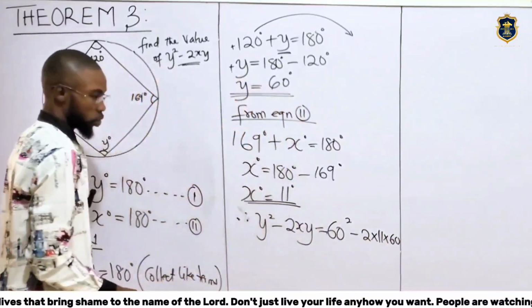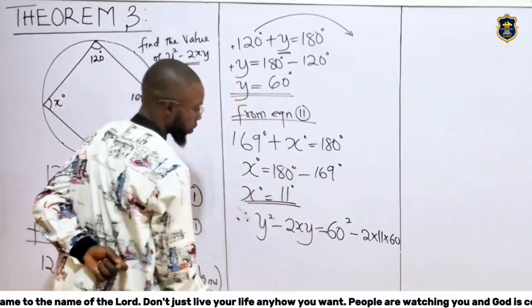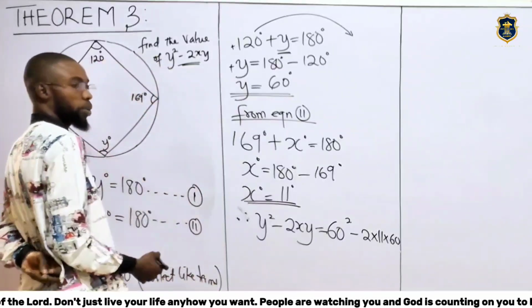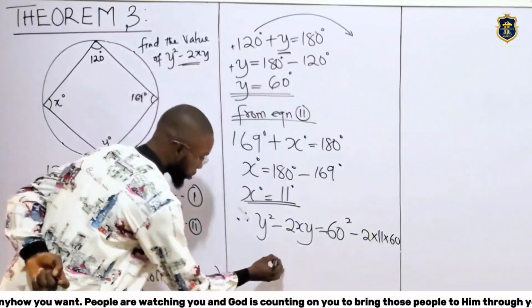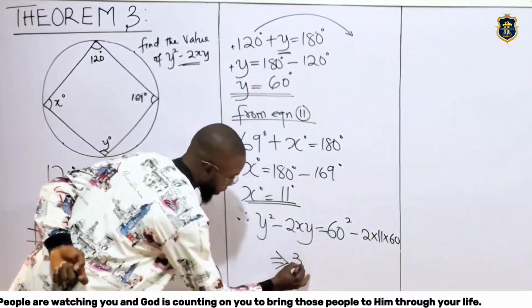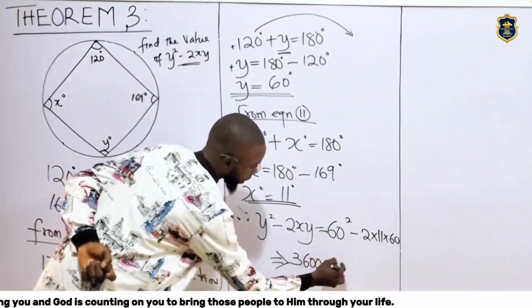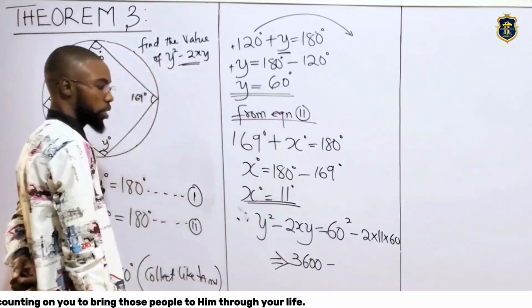60. So if you check, 60 squared will give us what? 60 times 60 will give us 3,600, right? Because 60 squared is 60 times 60. So for that, we are going to have 3,600 minus 2 times 60 is 120.